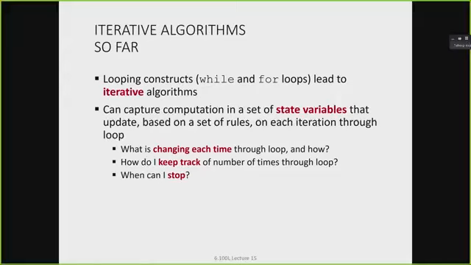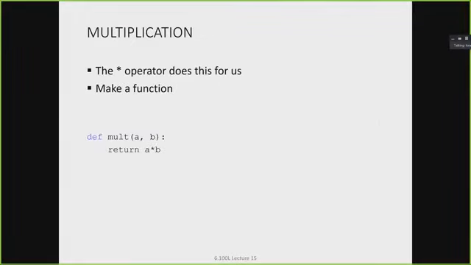When do you stop? For for loops, you stop after you've exhausted a sequence. For while loops, you stop when you have a condition that becomes false. And then at the end of the loop, you have some sort of result that you've been storing and accumulating or changing each time through the loop. So that's an iterative algorithm, and we've been working with these a lot.